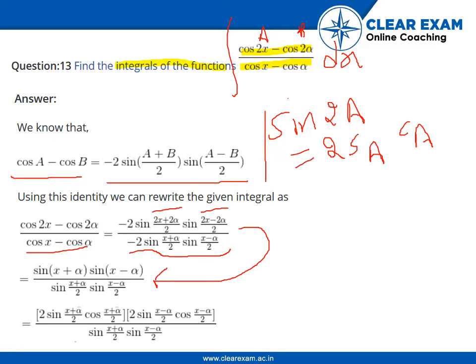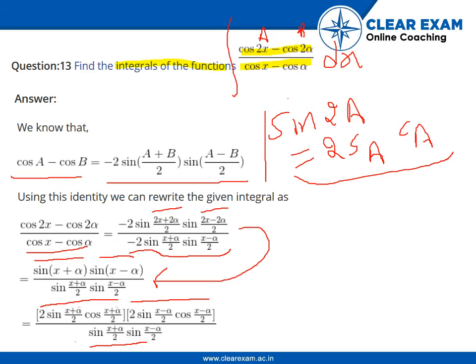Now we again break sin (x plus alpha) and sin (x minus alpha) into simpler terms with the help of this identity. So sin (x plus alpha) can be assumed as sin 2A, so A will be (x plus alpha) by 2. So what we get? Sin 2 into (x plus alpha) by 2 gives us 2 sin (x plus alpha) by 2 into cos (x plus alpha) by 2. And similarly here, 2 sin (x minus alpha) by 2 cos (x minus alpha) by 2, upon sin (x plus alpha) by 2 sin (x minus alpha) by 2 as it was given earlier.